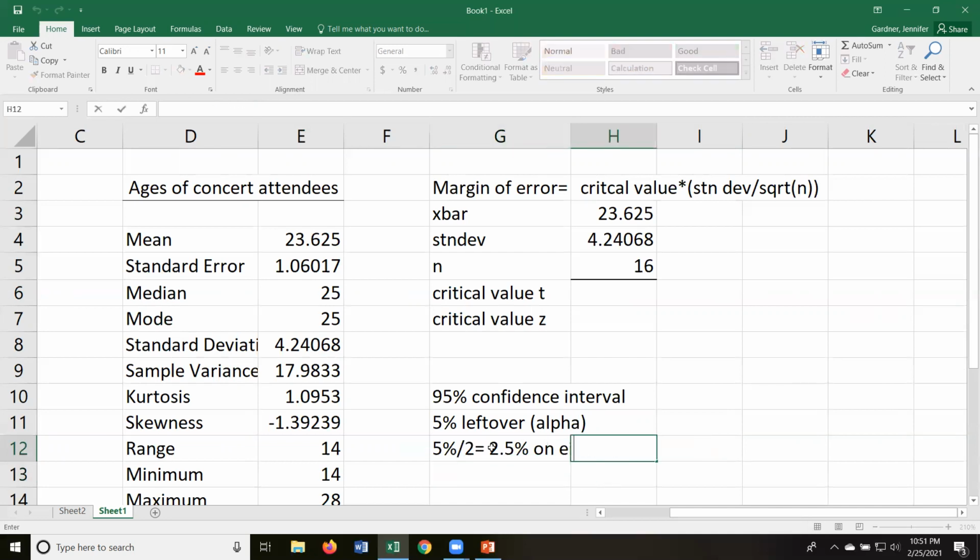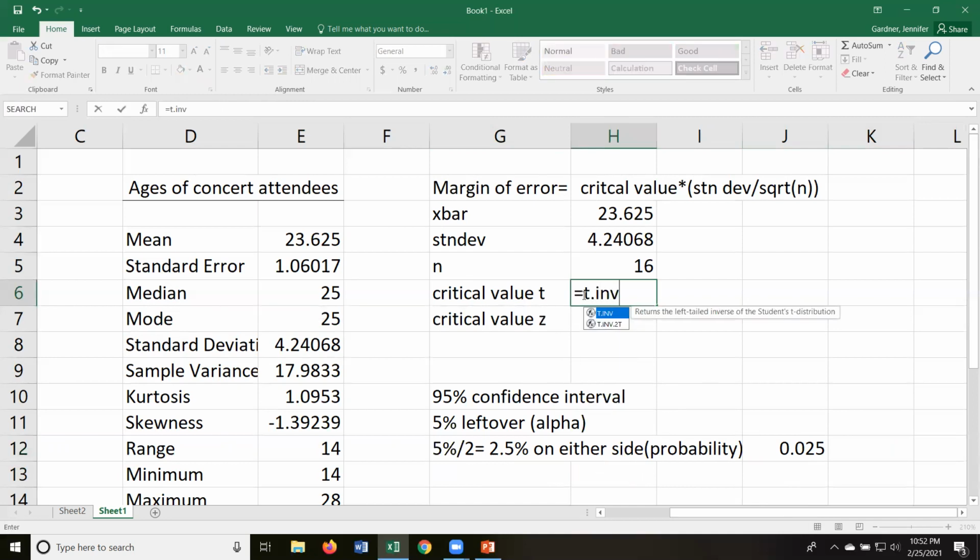That's the probability that we need. So we need to know for 2.5% probability, what is the critical value T and the critical value Z? So 2.5%, remember that would be written as 0.025. And if you're ever in doubt, divide by 100. 2.5 divided by 100, 0.025. Okay, so now we know that. So let's go back up here.